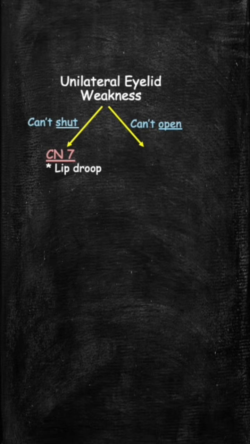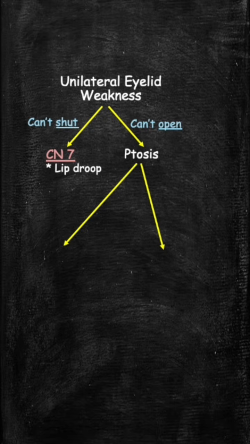On the other hand, if your problem is that the eyelid can't open, this eyelid is going to look different. It's going to look droopy, and the medical term for the droopy eyelid is ptosis. And there's two potential causes for this that we have to work through. So we need to ask our second and final question, which is, what does the pupil look like? Is it constricted, so miosis, or is it not constricted, meaning it's normal or dilated, aka mydriasis?